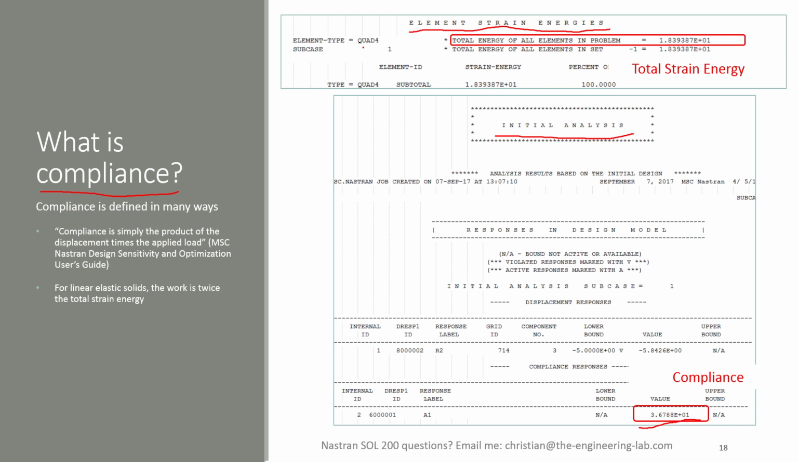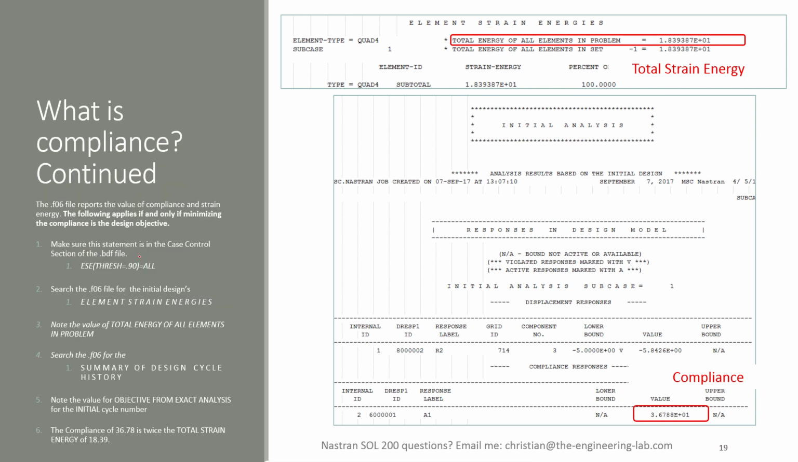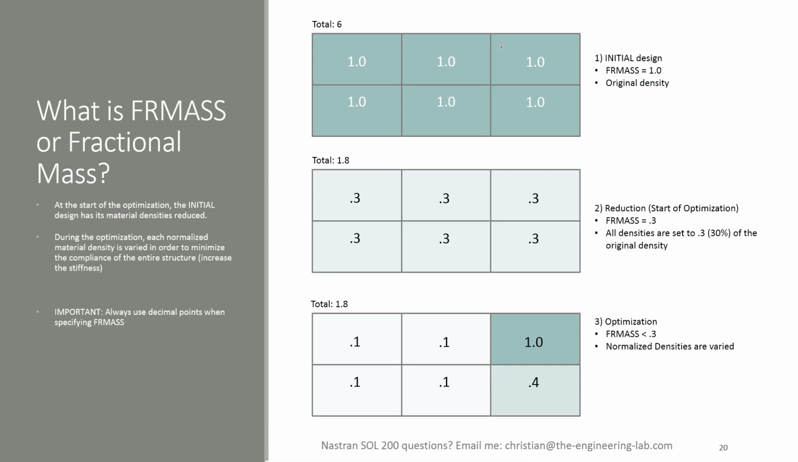So this is the relationship. Compliance is a measurement of the total strain energy in your design for a given load case. Here, there's some additional verbiage that you can go ahead and read if you want additional reference regarding compliance and total strain energy. Here are some steps regarding how to output the element strain energy, just in case you're curious and want to see for yourself.